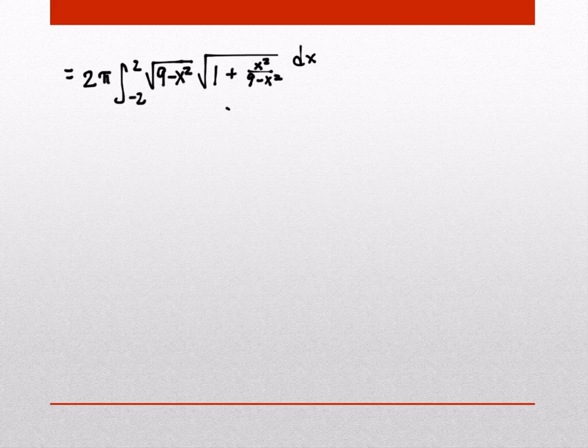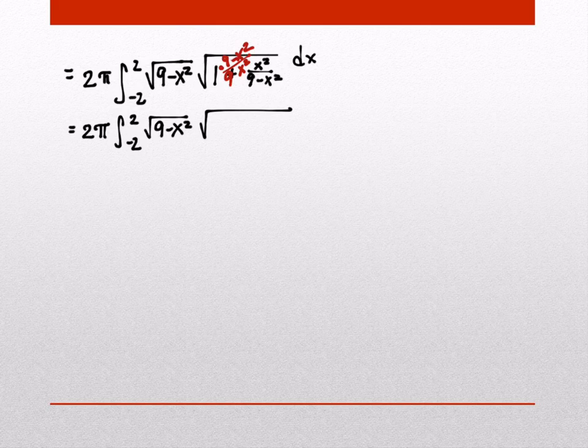Okay, so what would I do next? Yeah, I would find a common denominator. Very good. So this square root of 9 minus x squared, that's totally fine. Over here, I'm going to have to do this times 9 minus x squared, and on the bottom as well, right? So I'm going to get the square root of 9 minus x squared, and then what? Plus x squared over 9 minus x squared.